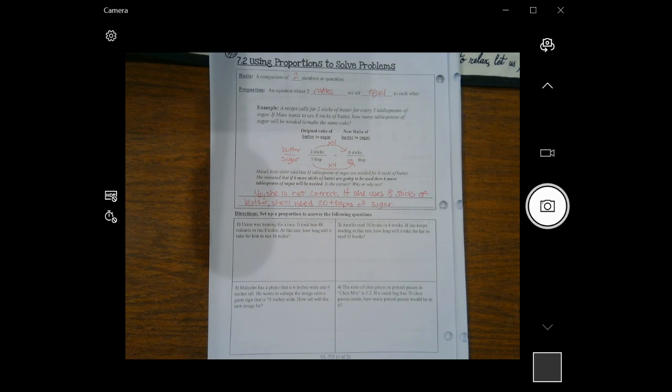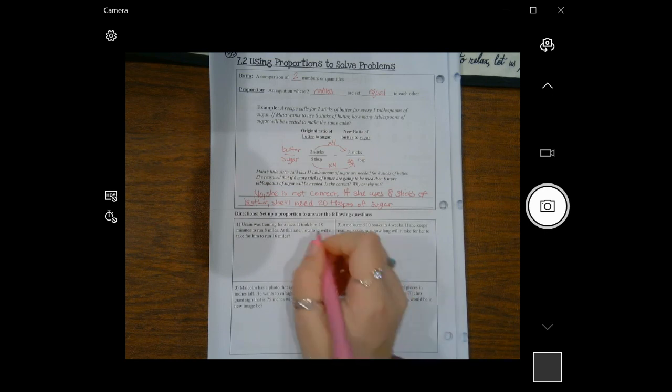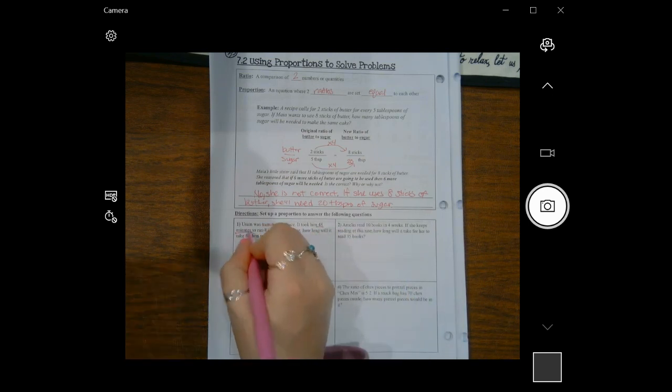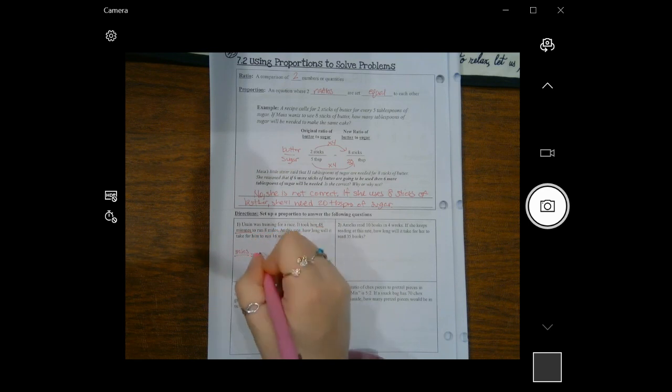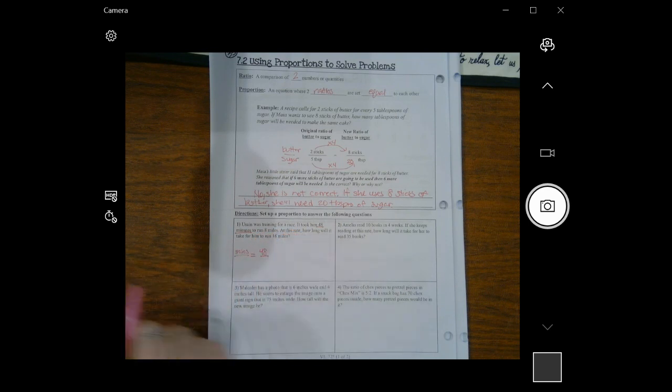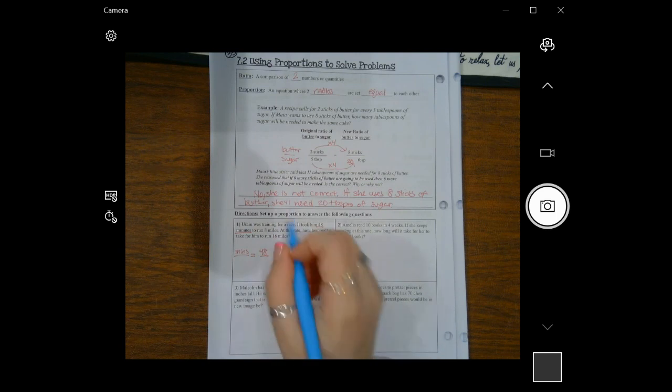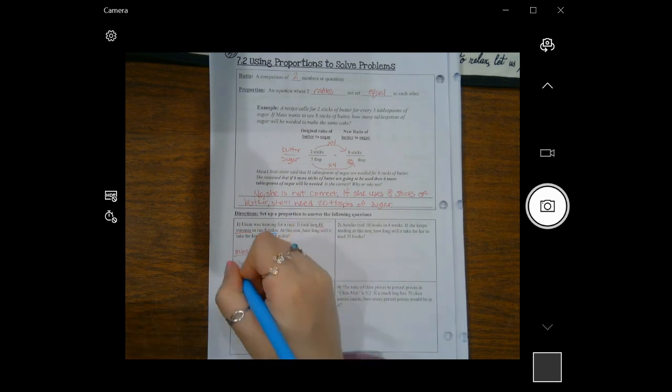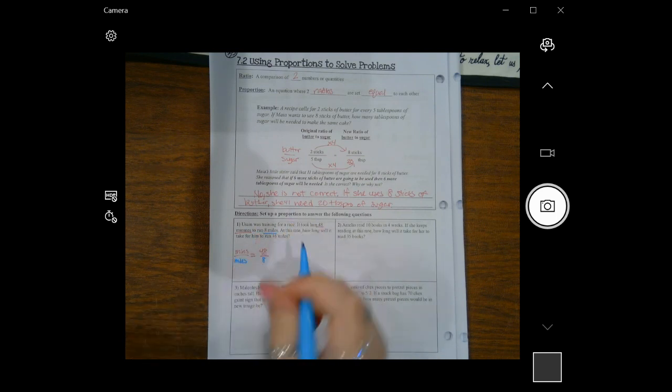Okay. This first one says Yusan was training for a race. It took him 48 minutes to run 8 miles. So I'm going to do minutes here because that's what it gave me first, and 48 minutes goes with 8 miles. Now, what's nice about this when we're doing proportions is we don't have to worry so much about what goes on the top and bottom as long as we remain consistent.